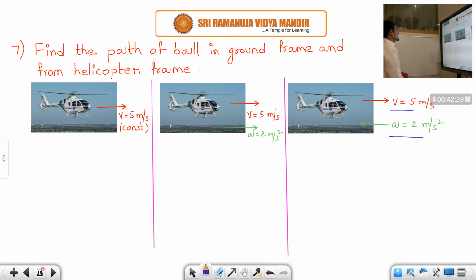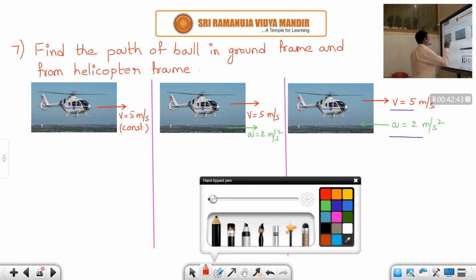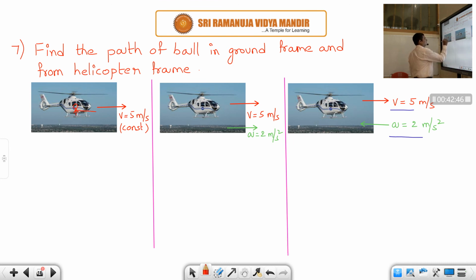So in all these cases, suppose let's say a person is there, from here a coin is being dropped from this helicopter. A coin is being dropped, or ball, you can say. Okay, ball or coin, anything. Now you have to find out the path of that ball or coin from ground frame and from helicopter frame. Okay, students, so that is what you have to do.